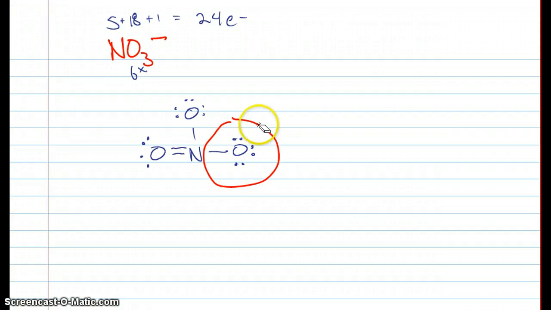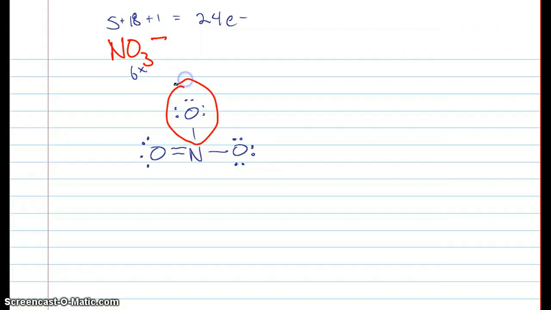Now that oxygen has 8 electrons, as does that one. That oxygen has 2, 4, 6, 8 electrons. And the nitrogen, 2, 4, 6, 8 electrons. So we can be content that this is the correct Lewis structure.